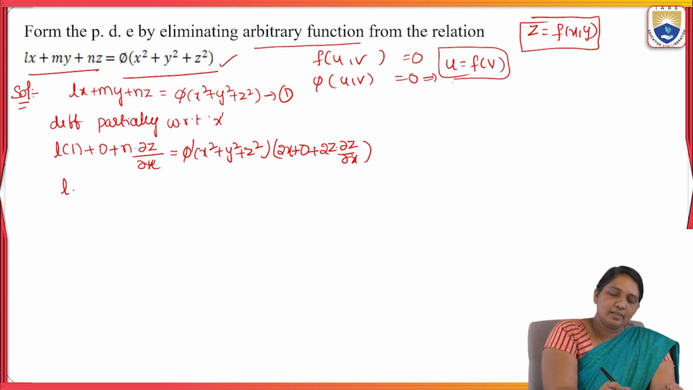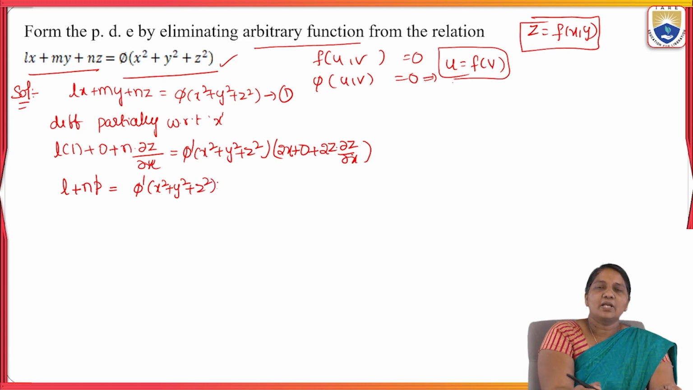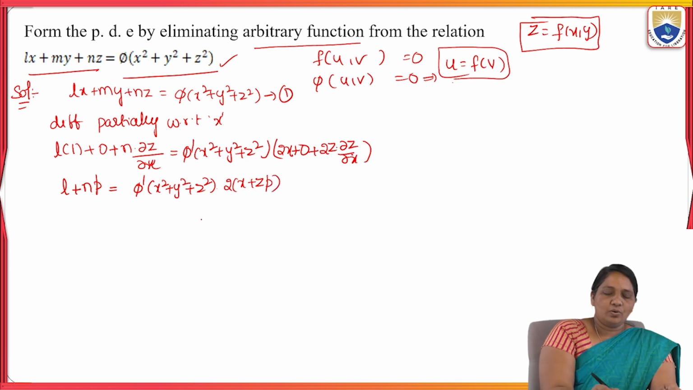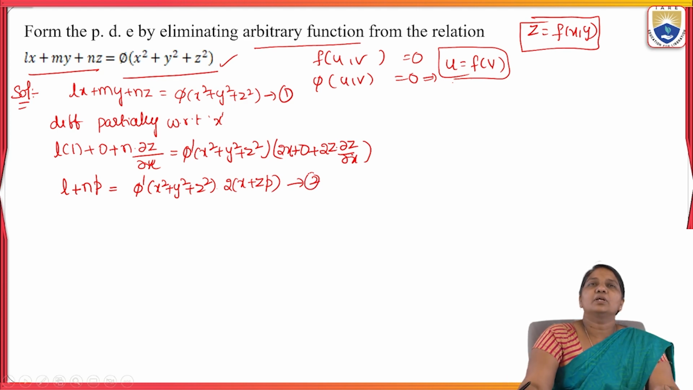So here l plus n into dou z by dou x, which is p. So l plus np equals phi dash of x square plus y square plus z square, and taking 2 common, x plus zp. This is equation 2, after partial differentiation with respect to x.